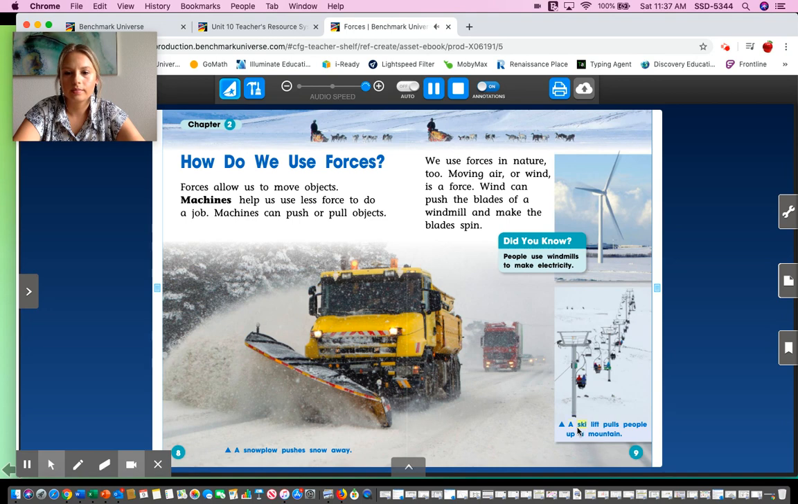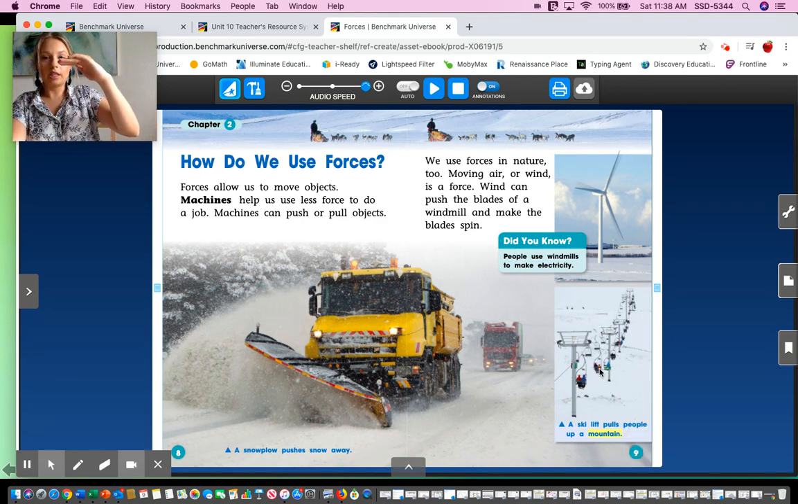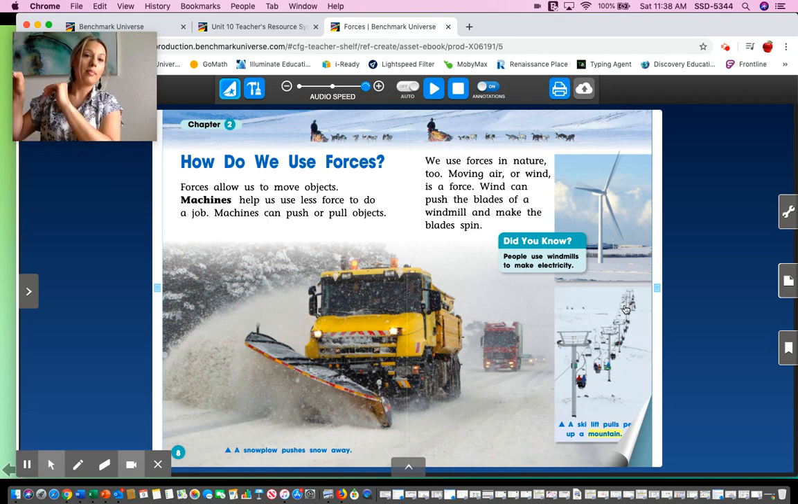Let's look at this one. A ski lift pulls people up a mountain. So people are actually sitting, do you see them? They sit in these chairs and it lifts them up into the sky and moves them all the way to the top of a mountain so that they didn't have to walk up the mountain, because that would take a long time. So you sit down and it carries you to the top of the mountain and then it drops you off nicely. It lowers to the ground, it drops you off, and then you can ski or sled or snowboard down the mountain.